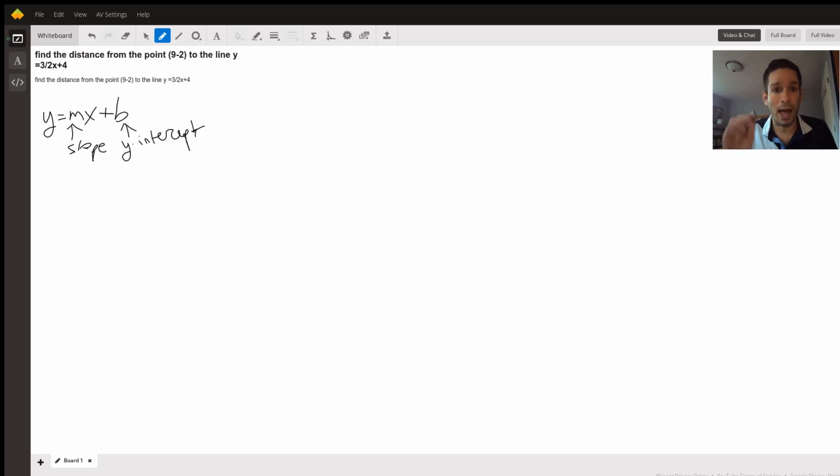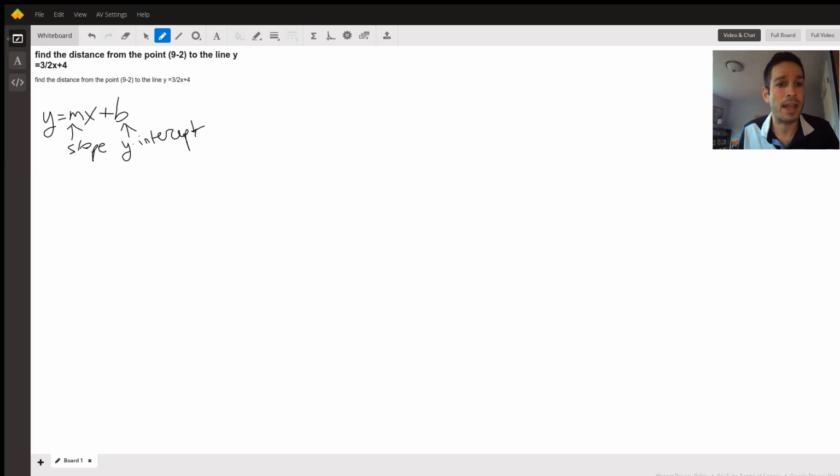Well, if you draw a line through (9, -2) directly to the line they gave you, y = 3/2 x + 4, those two lines are going to be perpendicular. A line directly to that is going to strike the other line at 90 degrees. That's perpendicular.